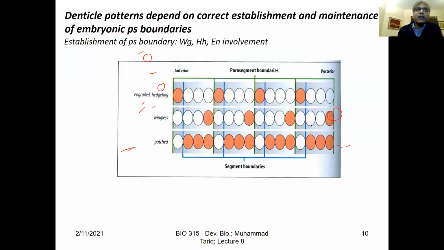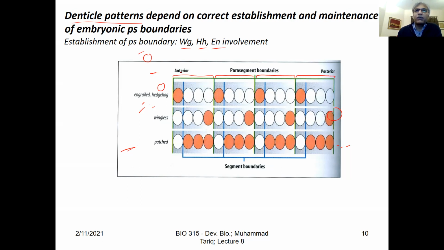At the molecular level, what we have found about how the interplay between wingless, hedgehog, and engrailed plays a role in the denticle pattern formation is this. This one is the parasegment boundary. So this is one parasegment. This is the next parasegment. This is next. These are independent parasegments.